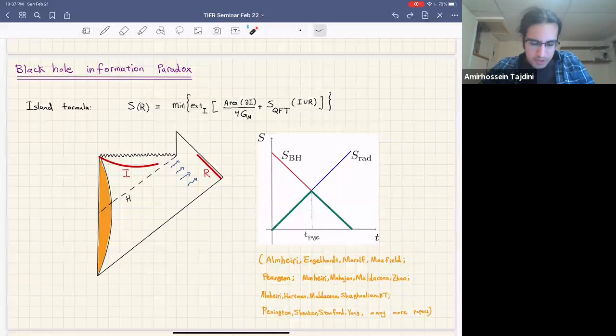And it's kind of intriguing that such a formula exists, given that computing von Neumann entropy for quantum systems is generally notoriously hard, but once gravity is included, there is such a prescription for it.